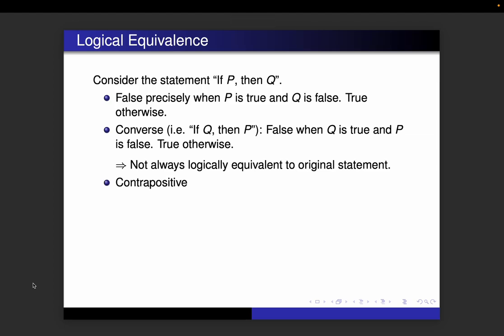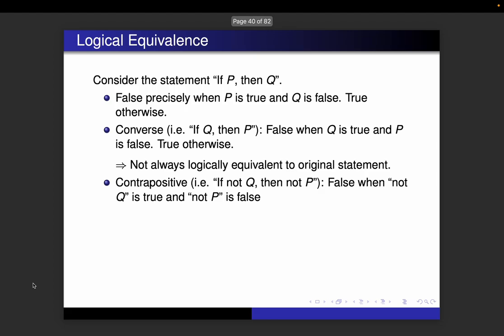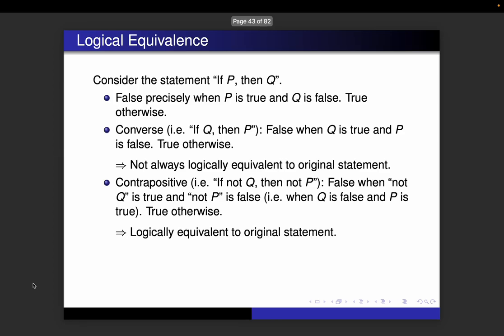Let's see what happens with the contrapositive. Remember, the contrapositive is if not Q, then not P. That one is going to be false precisely when not Q is true and not P is false. If we unwind those knots a little bit, not Q is true means that Q is false, and not P is false means that P is true. So this happens when Q is false and P is true. Now, I wrote that in a slightly different order than the original conditional statement, but otherwise it's exactly the same as what we had before. So that is actually logically equivalent to the original statement.